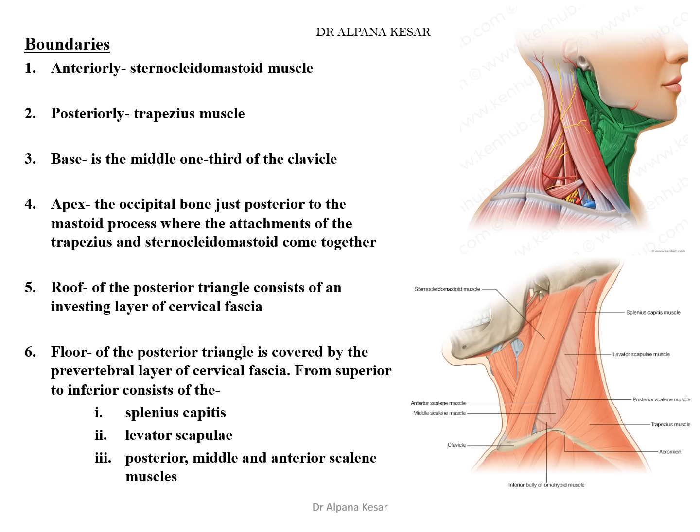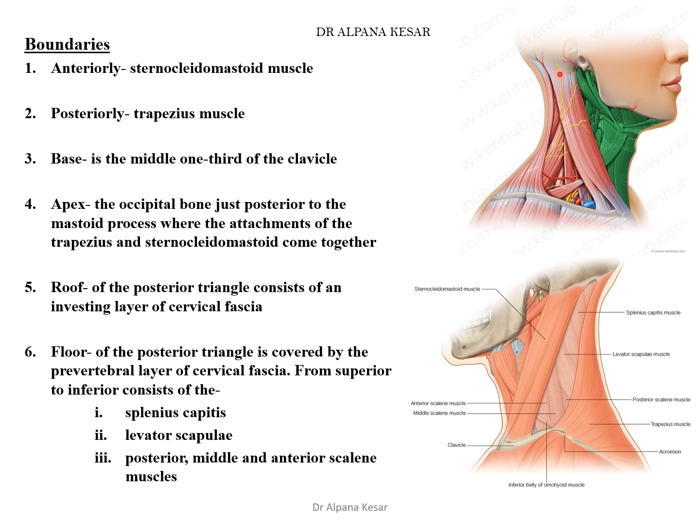Boundaries of the posterior triangle. The anterior boundary is formed by the posterior border of sternocleidomastoid. The posterior boundary is formed by the anterior border of trapezius muscle. The inferior boundary or the base is formed by the middle one-third of the clavicle.